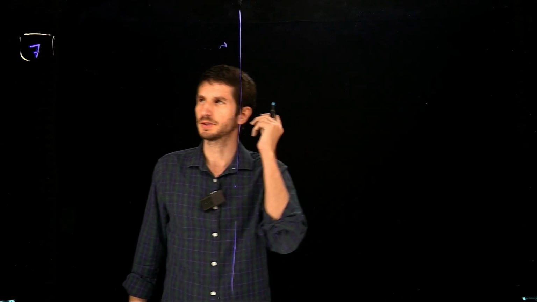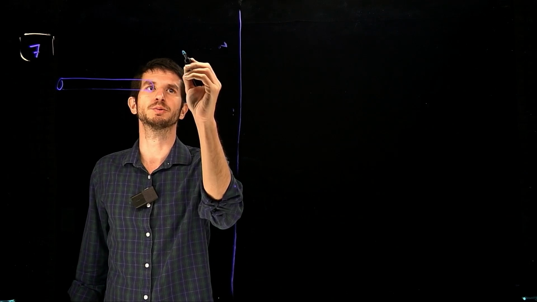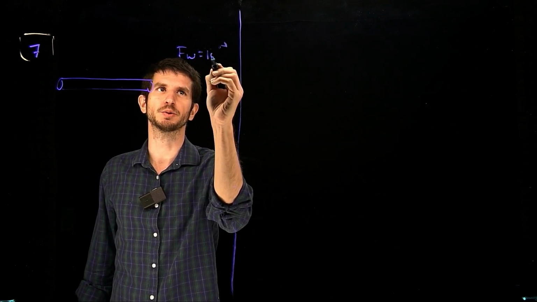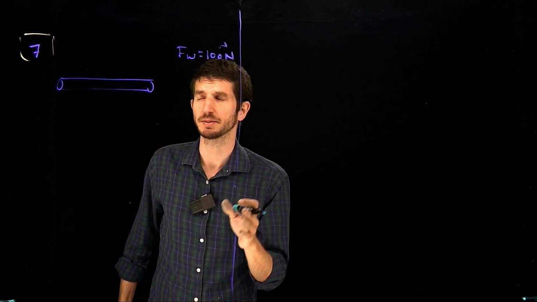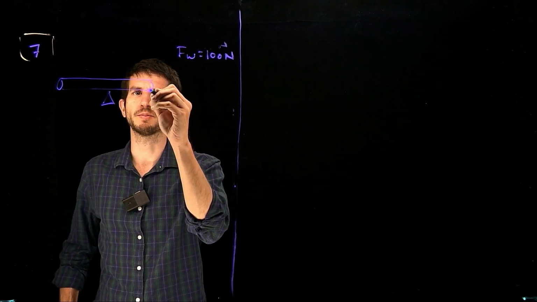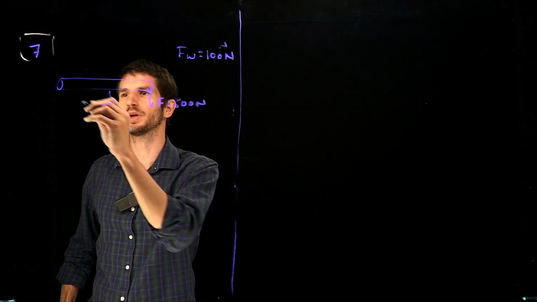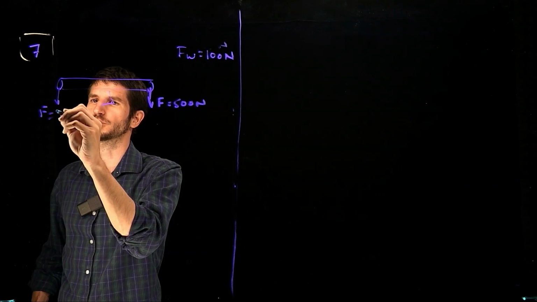So problem number 7 says there is a bar. The bar is a 100 newtons bar, so that's the weight of the bar is 100 newtons. It's another way of saying that the bar is about 10 kilograms. And it's resting on a fulcrum, and in one end of the bar we have a weight which is 500 newtons, and at the other one we have another force that is 200.